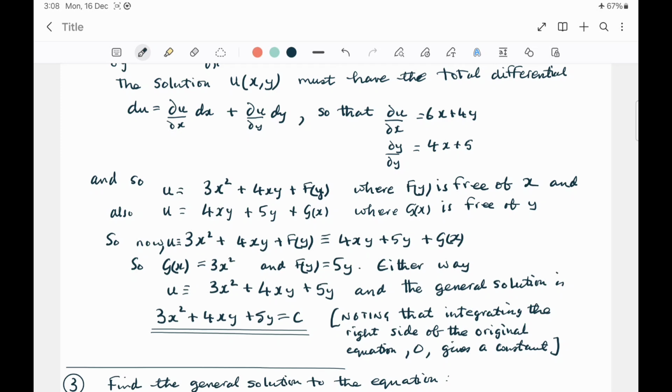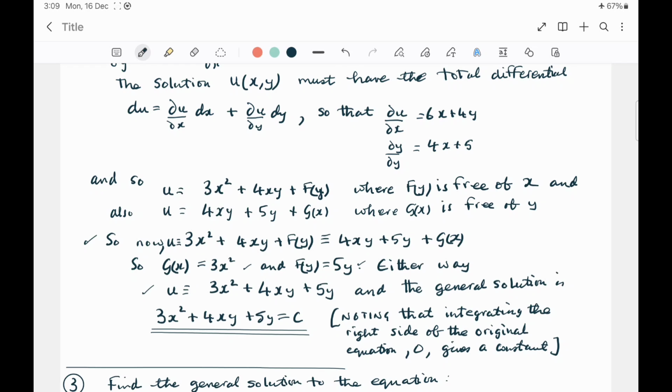So writing this down, u is identical to 3x squared plus 4xy plus f of y, which is also identical to 4xy plus 5y plus g of x. So this can only mean that g of x is 3x squared and f of y is 5y. Either way, u is equal to 3x squared plus 4xy plus 5y.